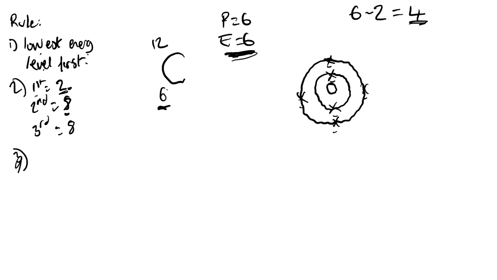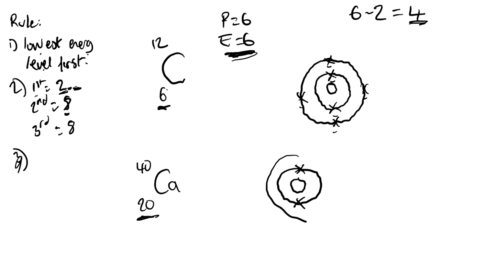Let's try a bigger one. Let's try calcium. Okay, so we find calcium on the periodic table. It looks like this. To find the amount of electrons, we look at the proton number, so we need to draw 20. The first rule says we need to draw the first energy level first, and that contains 2 electrons. 1, 2. Now we go to the next energy level because that's full.